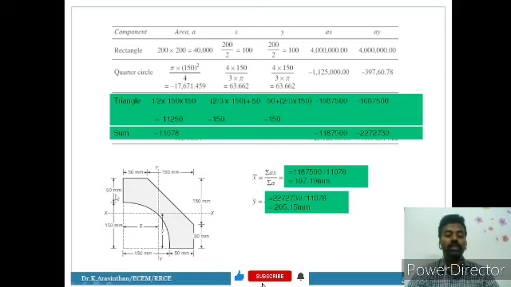The area of the square is 200 mm by 200 mm, so 200 into 200 will be the area. Next you have a quarter circle. What is the formula to find the area of a full circle? It is pi r squared. If you want a quarter circle, you divide it by 4. The radius, from the origin point, is 150, hence pi into 150 squared divided by 4. You will get the answer.